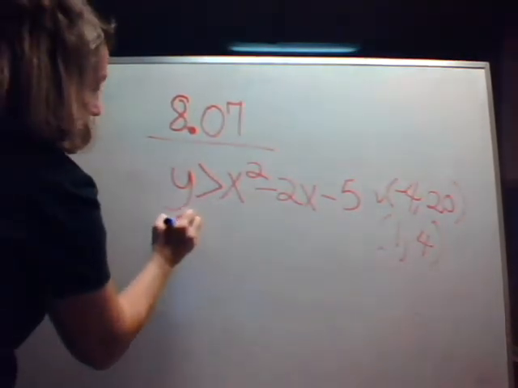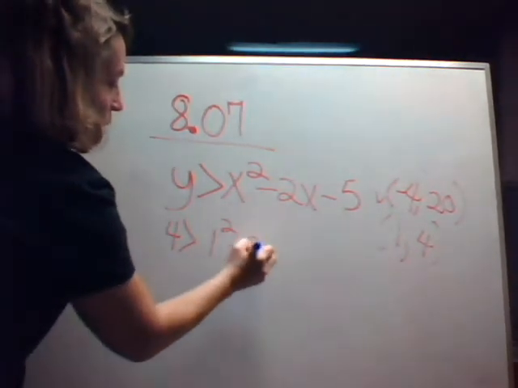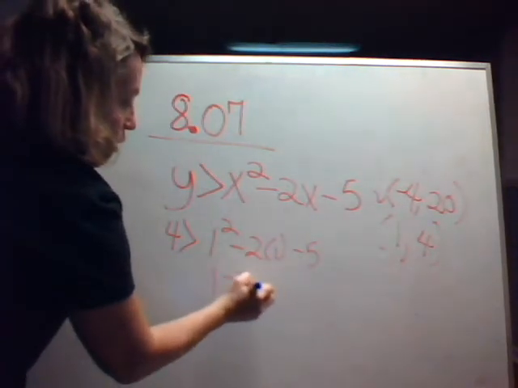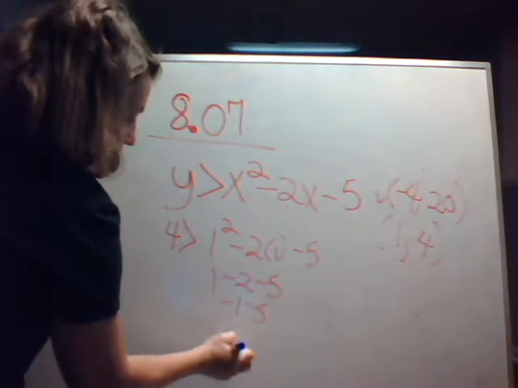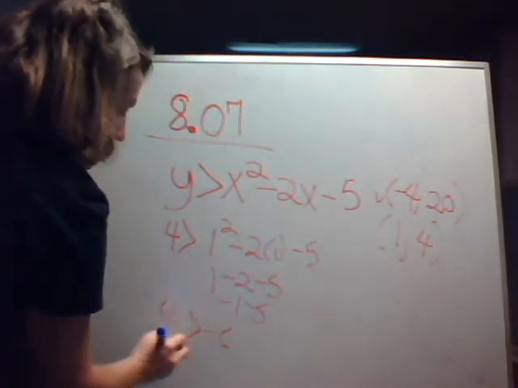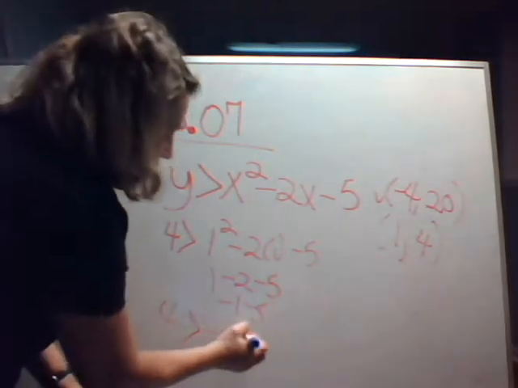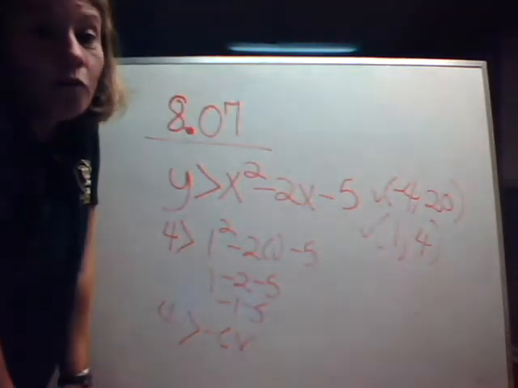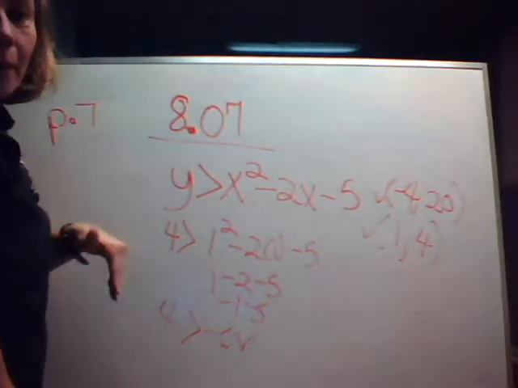Okay, so I'm going to put in 4 is greater than 1 squared minus 2 times 1 minus 5. So 1 minus 2 minus 5, negative 1 minus 5 is negative 6. Is negative 6 less than 4? The answer is yes. So that means that second point is also in the shaded region. So hopefully you got that one right, and you can go into this page 7 and practice some more of those.